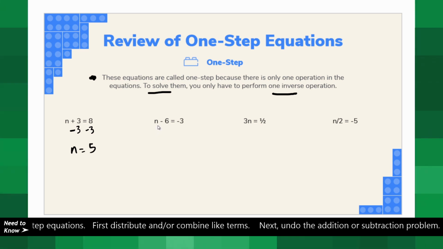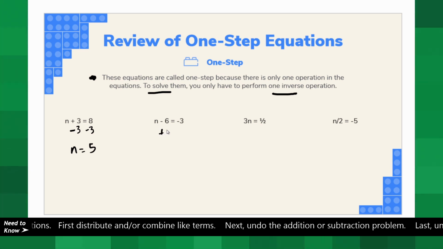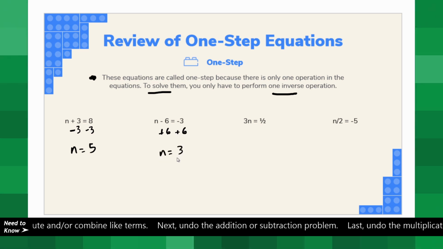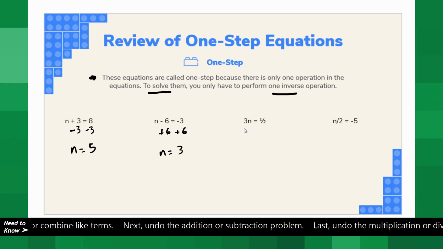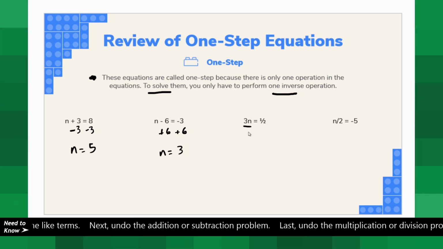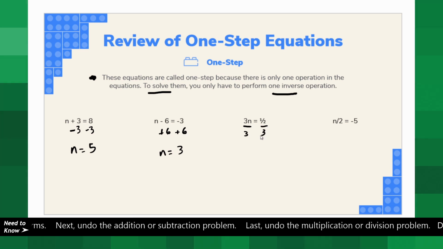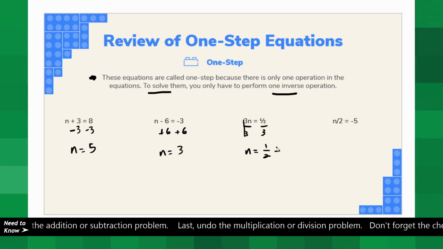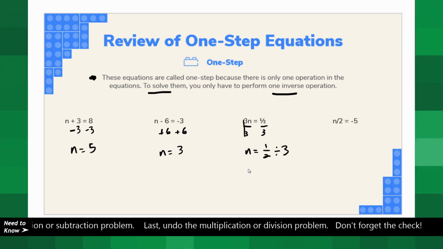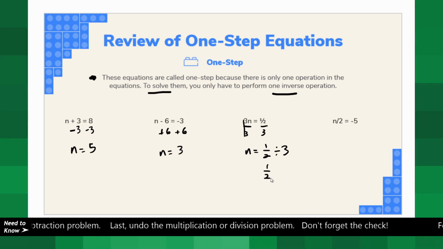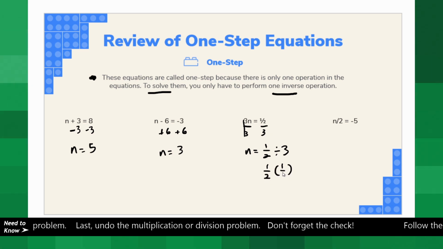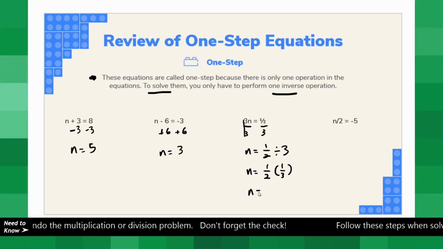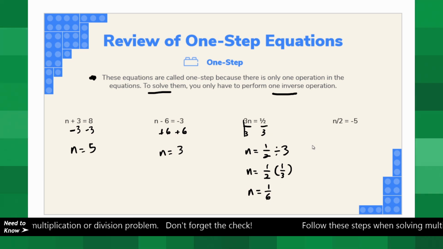In the second one, n minus 6 equals negative 3. I add 6 to the left, add 6 to the right, and I get n equals 3. In my next one, I have 3n equals 1/2. That's multiplication, so I'm going to divide by 3. Divide by 3. This cancels out. Here, I have 1/2 divided by 3. And I can change that to multiplication, so that would be 1/2 times the reciprocal of 3, which is 1/3. And 1/2 times 1/3, I get 1/6. So n equals 1/6.